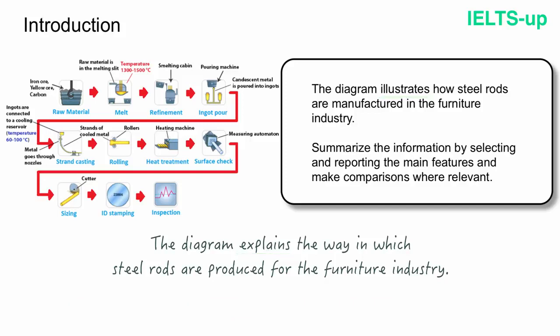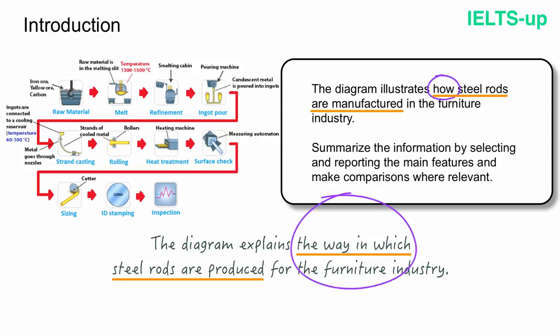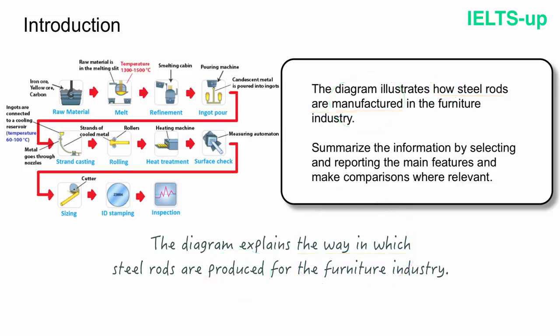Next, I changed the phrase how steel rods are manufactured to the way in which steel rods are produced. So, instead of writing how, I wrote the way in which, and instead of writing manufactured, I wrote produced. And then comes furniture industry, and I kept it the same.